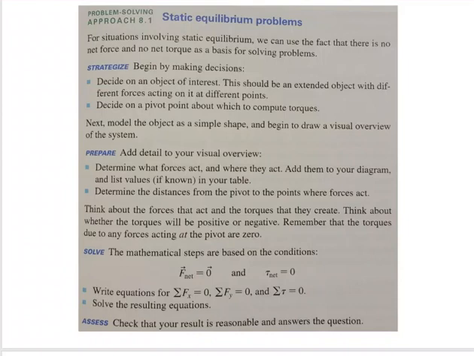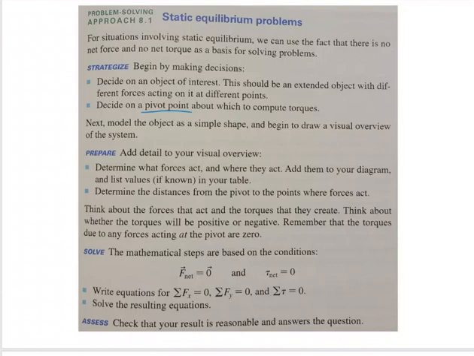So decide on an object of interest. This should be an extended object with different forces acting on it at different points, and then decide on a pivot point. Remember, we want to make it something smart about which to compute torques. Next, model the object as a simple shape. So rather than the guy holding the bucket and a beam with a pivot, make it a simple shape, just the beam, and then mark where the pivot's going to be. So you're drawing your visual overview. Then add detail. Determine what forces act, where they act, the distances from the pivot, and so on.